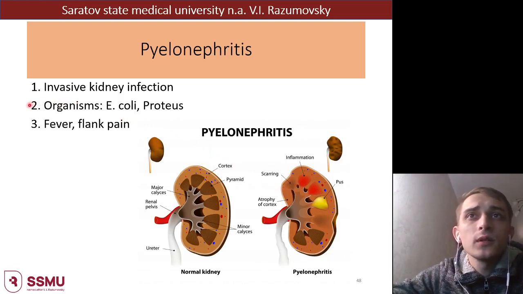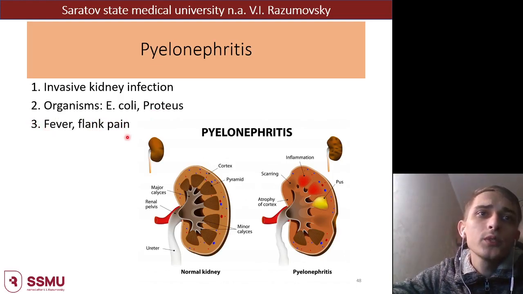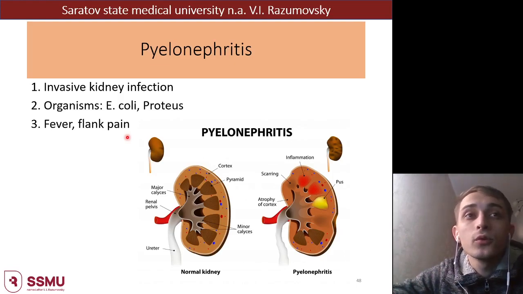The most typical etiological factors are Escherichia coli and Proteus, and typical manifestations are fever and flank pain. You will discuss it more closely in the department of urology, and you will know more about pyelonephritis.